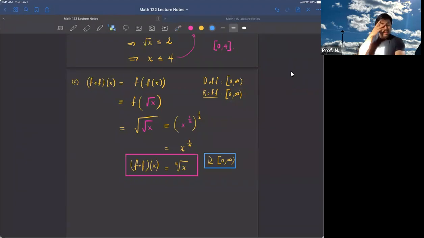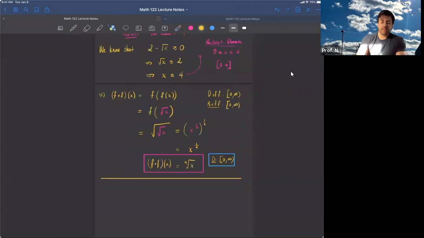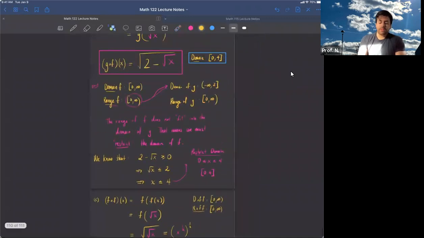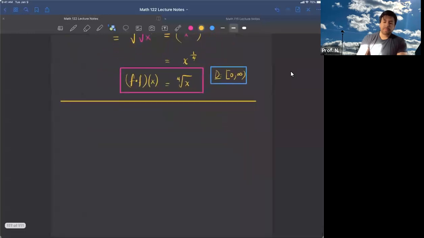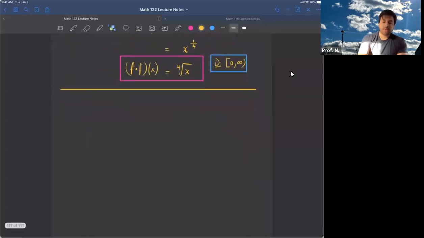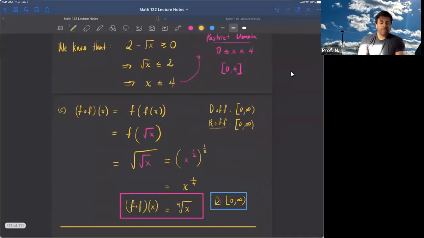Okay. Is this understood? Is this clear? Any questions about this? Composition of functions business. It's an extremely important concept for functions. Yeah, the domain is a bit confusing at first.